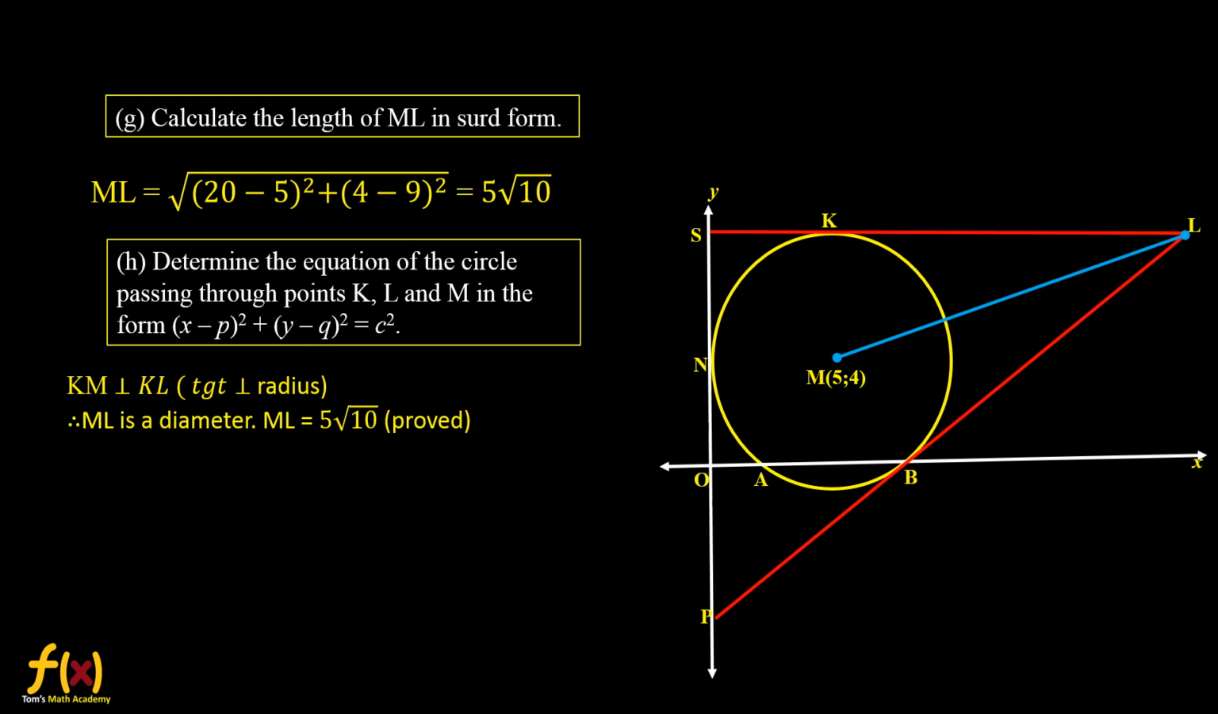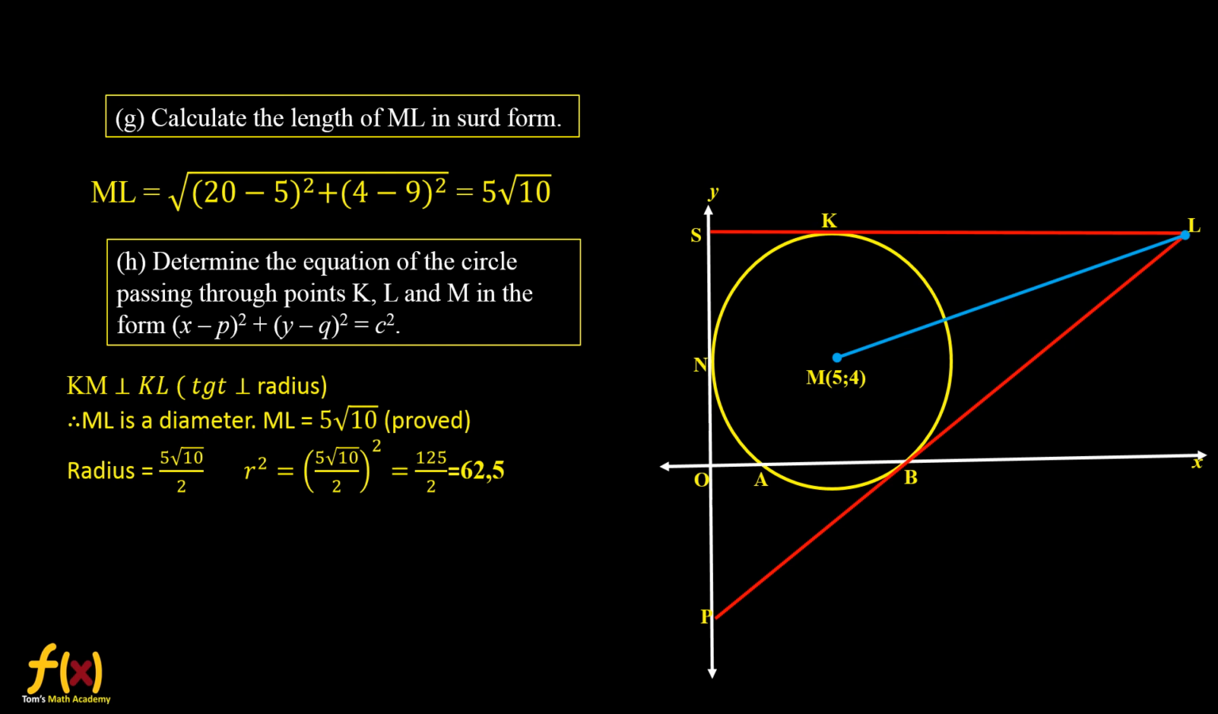Therefore, what is the radius? Radius will be half of that diameter. 5 root 10 divided by 2. We need radius square. R square is calculated. (5 root 10 over 2) square, which is 62.5.